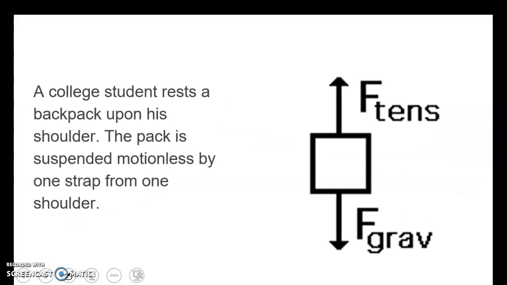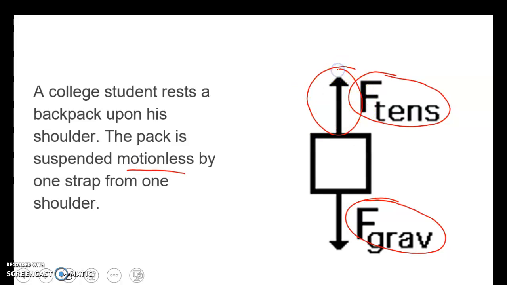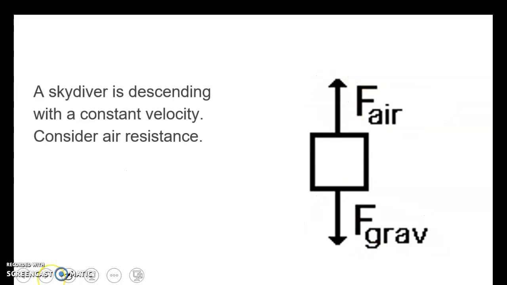A student rests a backpack upon his shoulder. The pack is suspended motionless by one strap from one shoulder. So we have this suspended backpack. Gravity's pulling it down, but what's holding it up? Well, the tension on the backpack. And since the object is motionless, it's not accelerating in any way. Our tension force and gravity force are equal, so our arrows are the same length.